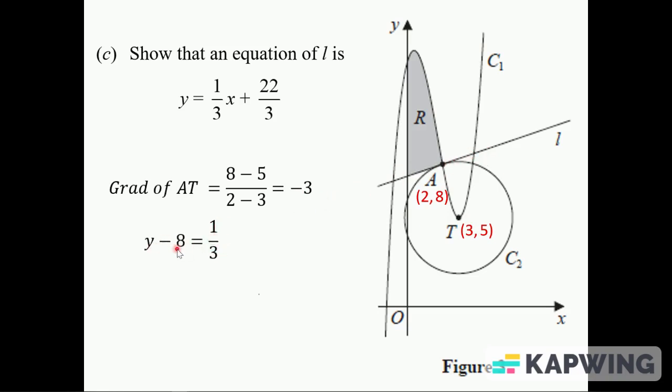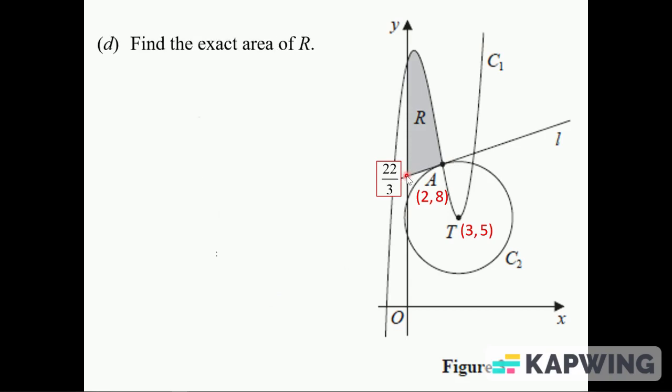So I'll do y minus the y value at A equals a third, x minus the x value. Multiply this bracket out, get a third of x minus 2/3, and add 8, you get 22/3 on the right hand side, which means the coordinates of the point where this line hits the y-axis is 22/3, which I'm going to need in a moment to find the exact area of R.